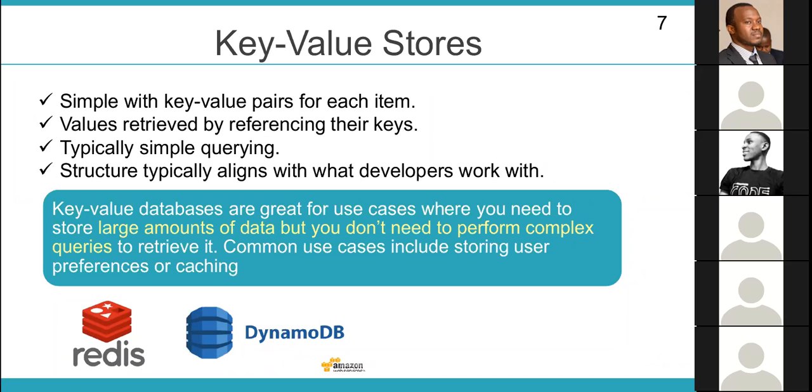So take note of that. If you ever want to use the key value store type of NoSQL database, you need to ensure that you won't need to perform any complex queries. Otherwise, it might not be suitable for your needs. Some of the common use cases include storing user preferences or caching. The examples here are Redis and DynamoDB for key value stores.